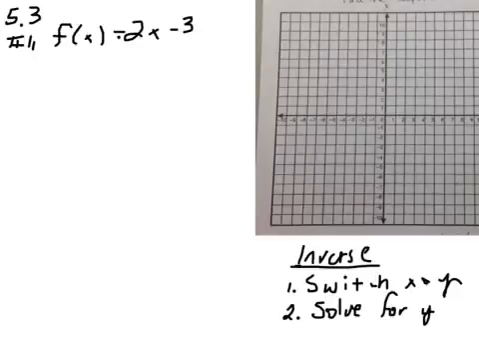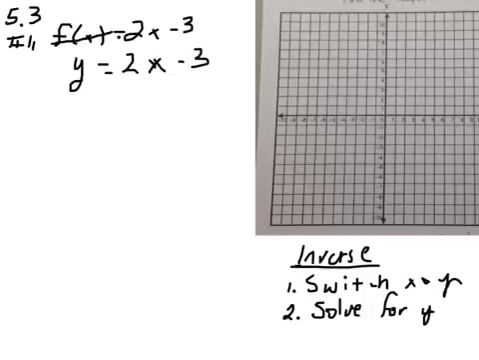All right, for number 11, we are asked to find the inverse of this function, and then we're supposed to graph the function and the inverse. Okay, I'm going to start with finding the inverse. I don't like working with this f of x, so I'm just going to write it as y equals 2x minus 3.